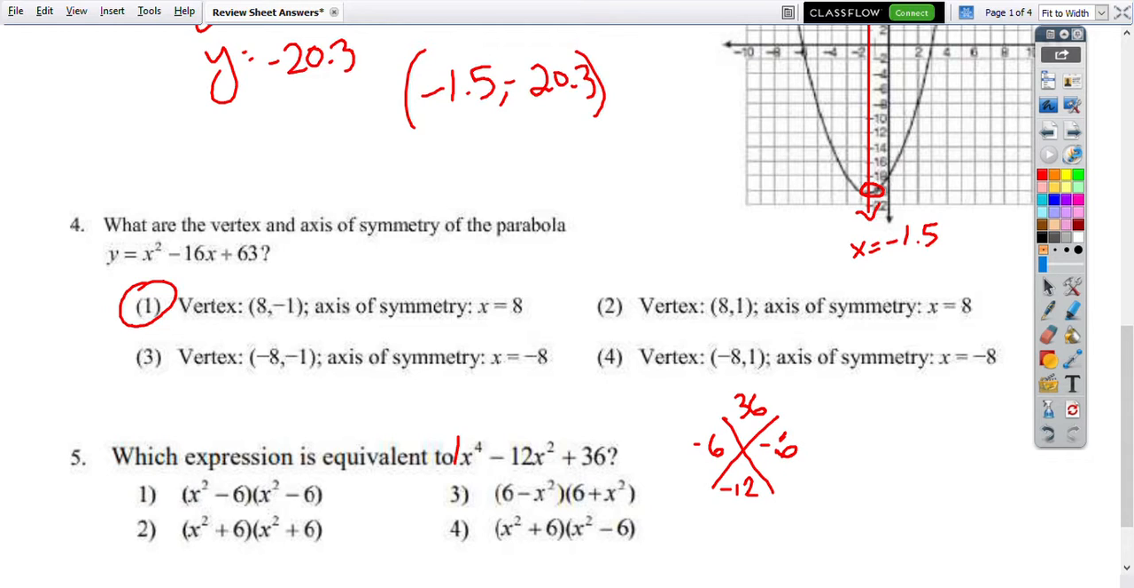All right, and then this is x to the 4th here. So if we wanted to get x to the 4th, we'd have to do x squared times x squared. So instead of being x's in the front, we know it's going to be x squared in the front.